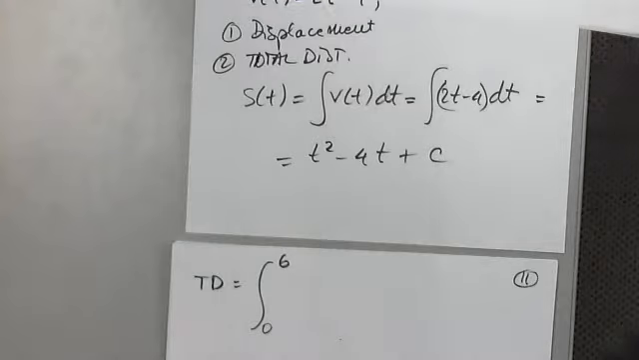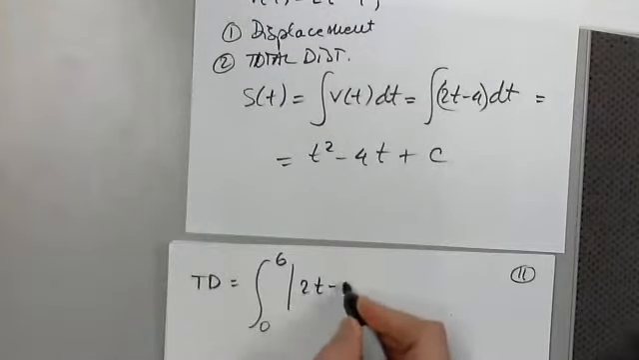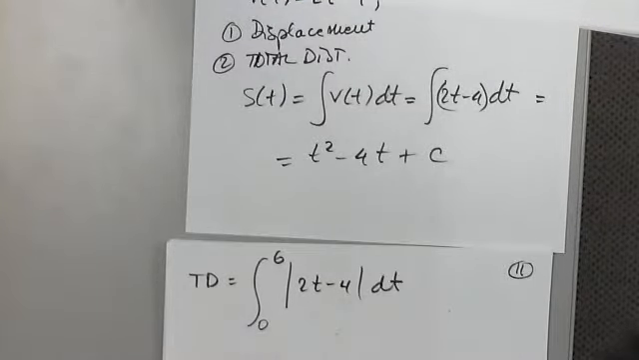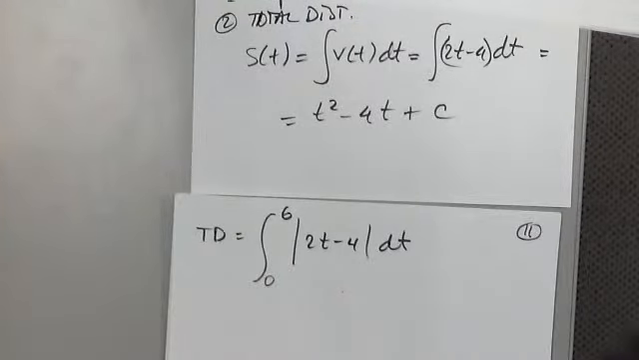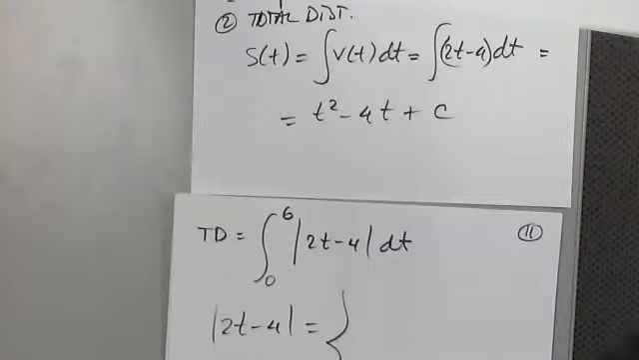Thank you. You're welcome. The absolute value of 2t minus 4 dt. But we can't determine this before we work on the absolute value, correct? So we have to take the absolute value aside and present the two options and then find the integral from the absolute value.